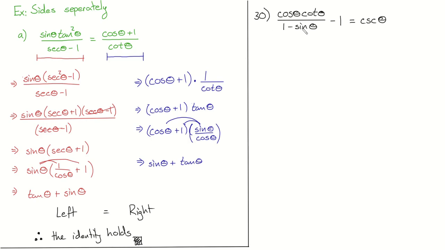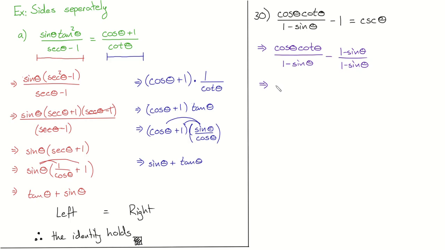Looking at this expression, the first thing that I do not like about it is the fact that these do not match. So I'm going to make a common denominator. So cos theta cotangent theta over 1 minus sine theta minus, and I'm going to write this as 1 minus sine theta. I'm just rewriting my 1 here, over 1 minus sine theta. Cool. So that's my first gut instinct. We'll see if it shakes out.